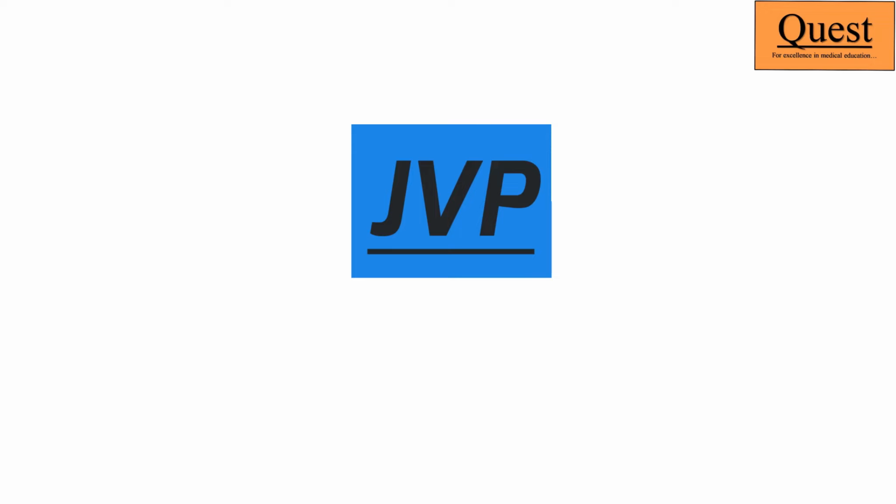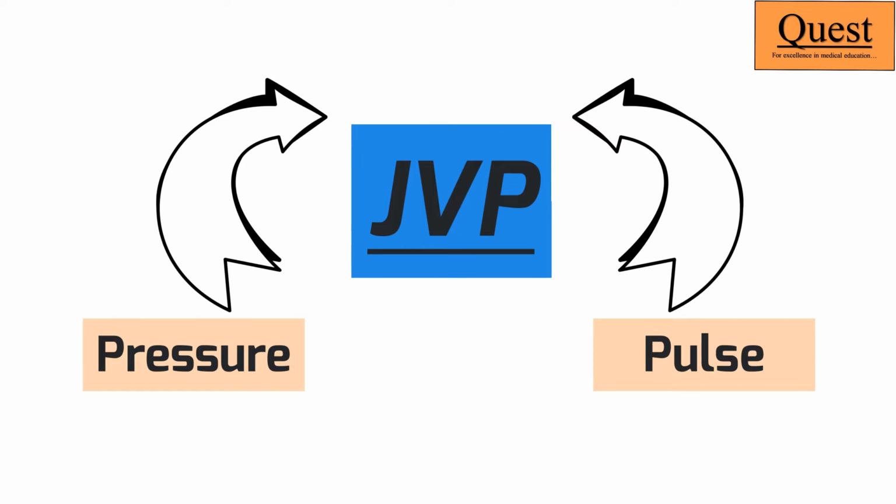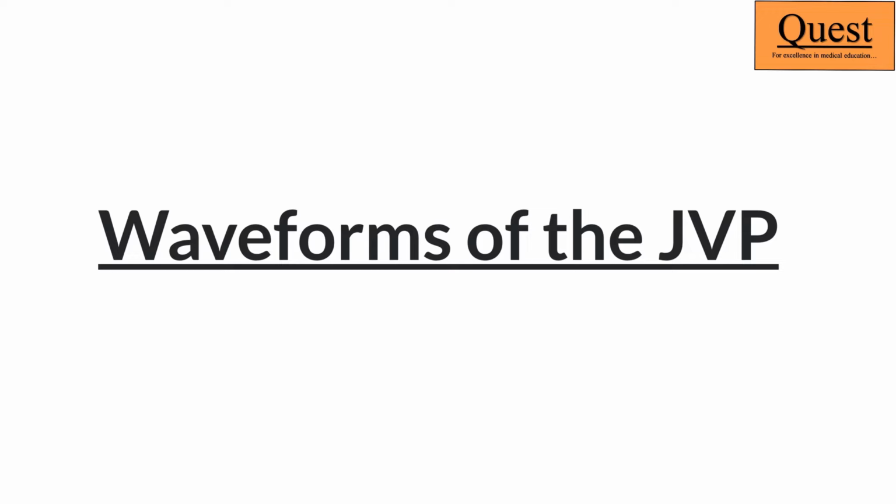JVP reflects two things. It reflects the jugular venous pressure as well as the jugular venous pulse, and both of these are reflections of the pressures in the right atrium. The waveforms of the JVP reflect the pressure changes and its pathophysiological changes. In this tutorial, let's try and understand these waveforms of the JVP.